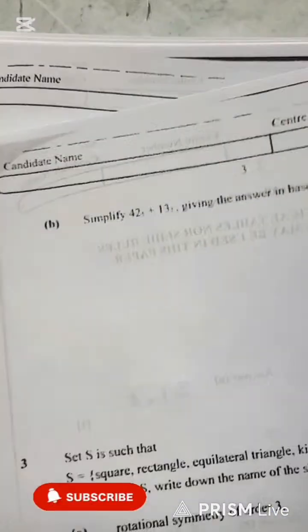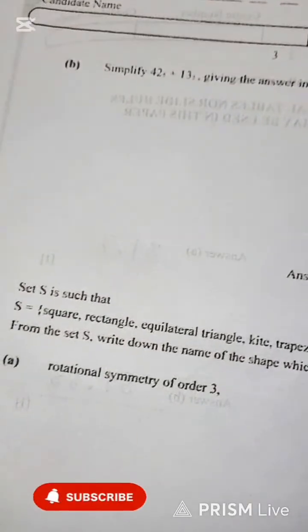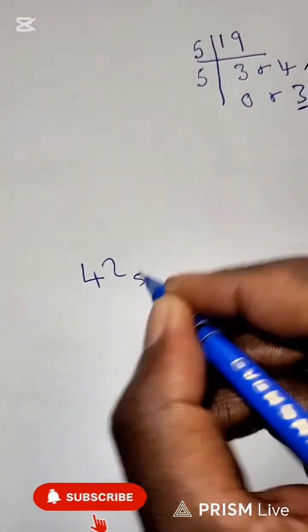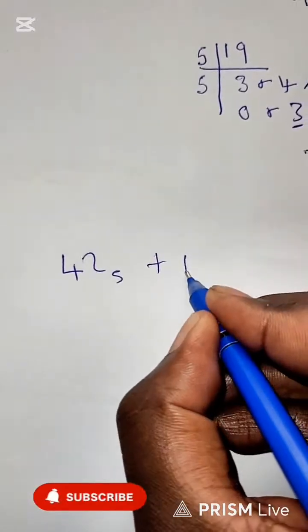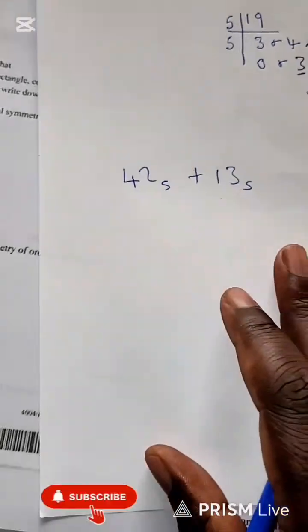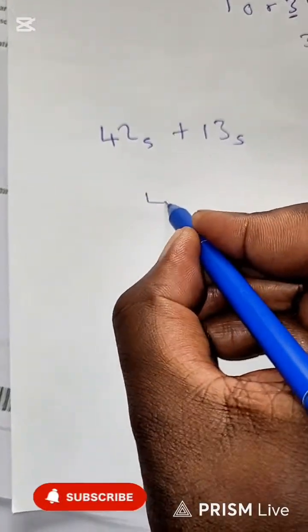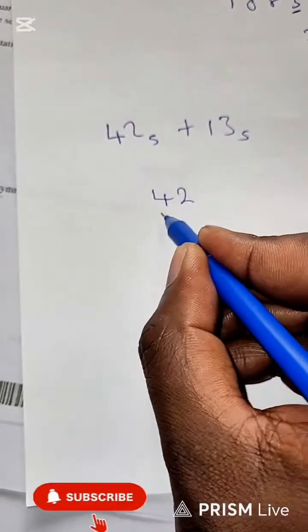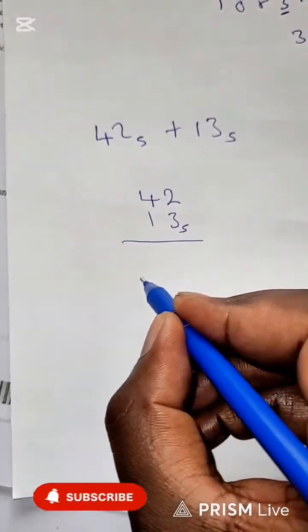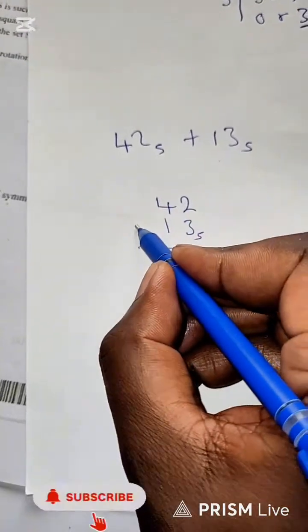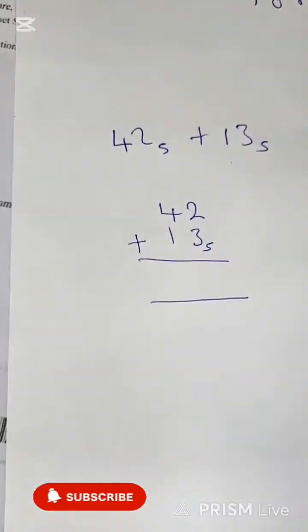Next one: simplify 42 base 5 plus 13 base 5. Okay, so we're going to add 42 plus 13 in base 5. Are we together? So we are adding 2 plus 3, that's 5.